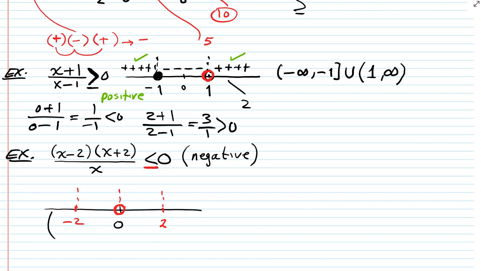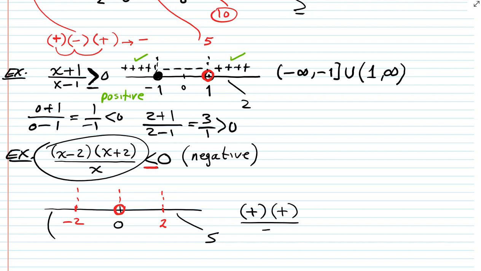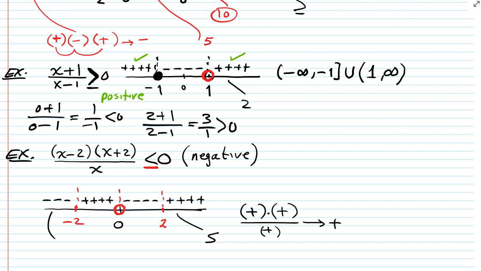I'm going to pick 5. I'm going to go in the factored form. 5 minus 2, positive 3. 5 plus 2, 7. And divided by 5. 5 is positive. So you're doing a positive times positive divided by positive. The whole thing should be positive. And there you have plus, plus, plus, plus. And because in between I don't have any factor that repeats with even multiplicity, so I'm going to alternate.